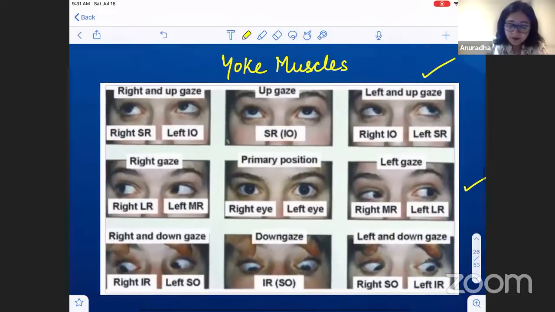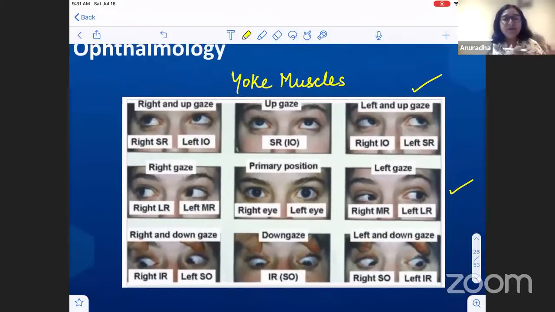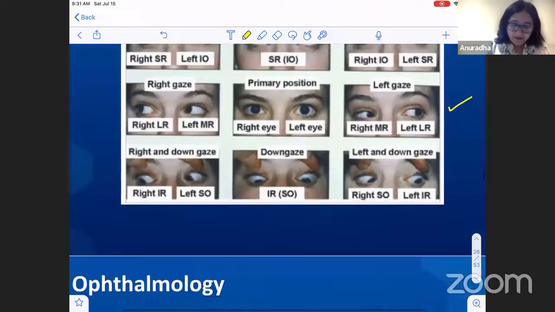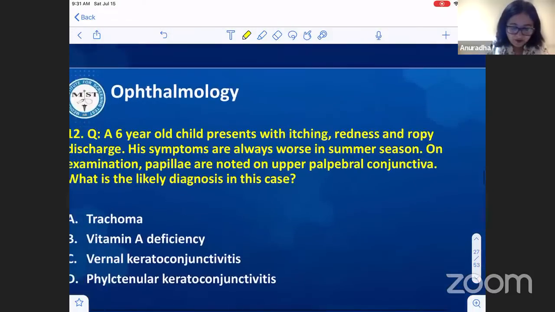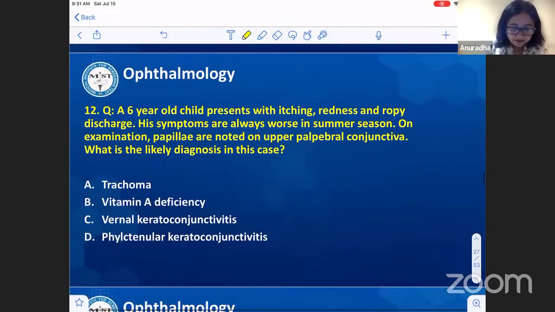So all of you are now fine with the synergist muscles and the yoke muscles. Please see what they are asking, whether they're asking about yoke muscle or they're asking about the synergist muscle. Perfect. Moving on to the next question.